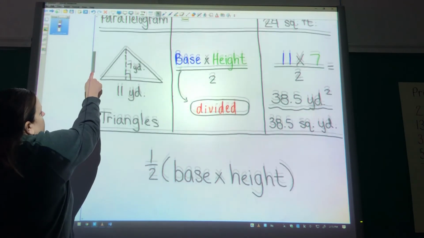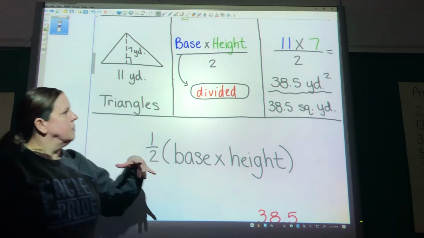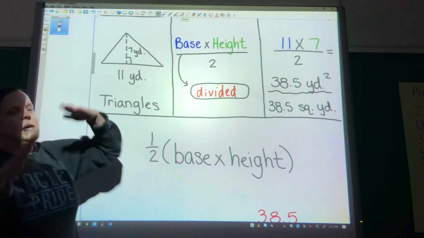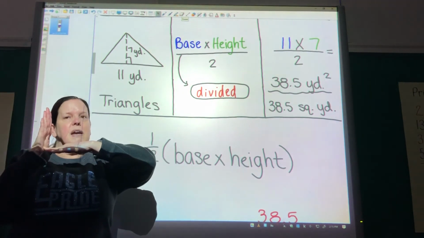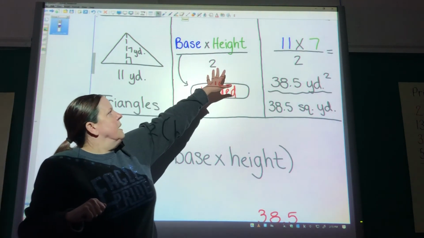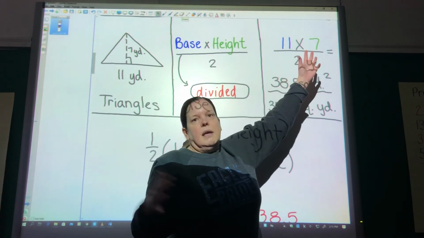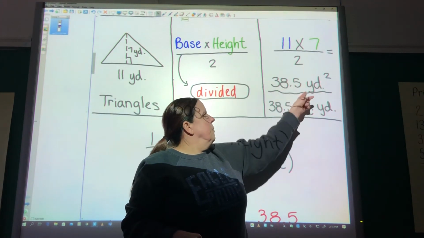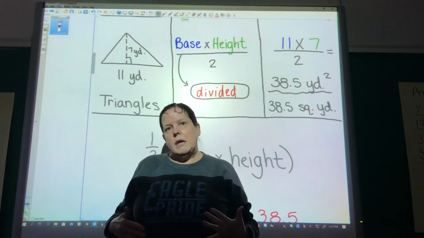Okay, so there is our area of triangles. Again, your base and height have to be perpendicular lines. They have to make a right angle, a square corner. Base times height divided by 2. If you have an odd number, you're going to come up with a decimal with a 0.5. If it's even, it will come out exact.